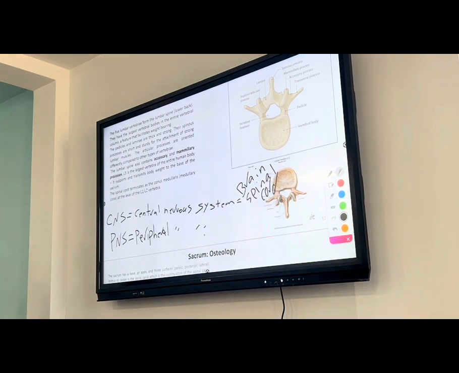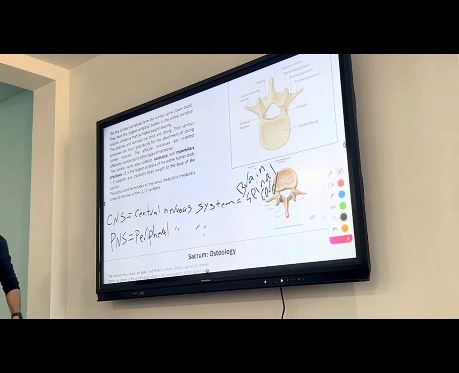Motor, sensory. Motor and sensory? Nerves. Nerves, yes. But generally you can say nerves. So nerves, they are PNS. Brain and spinal cord, they are CNS. Nerves going out from here, they are PNS.